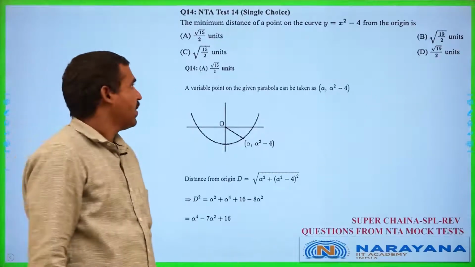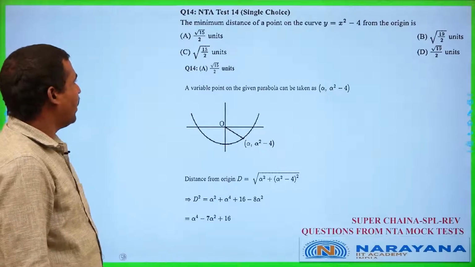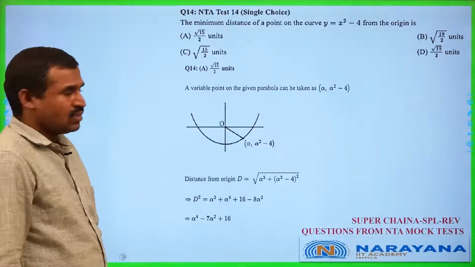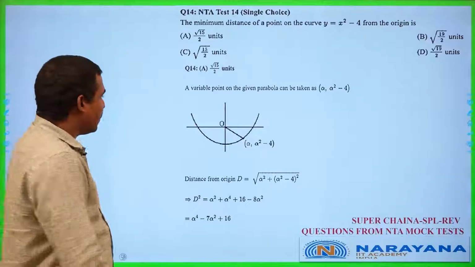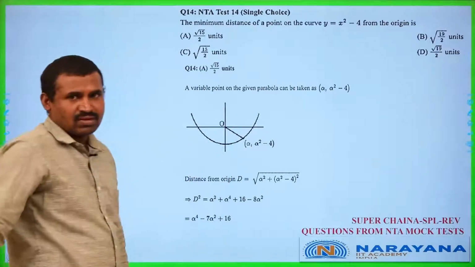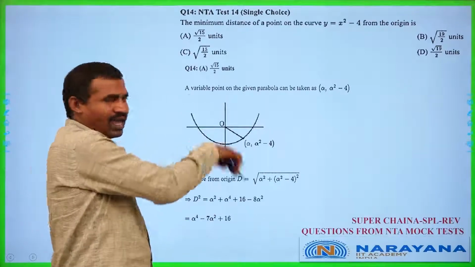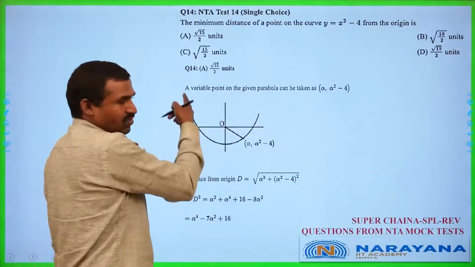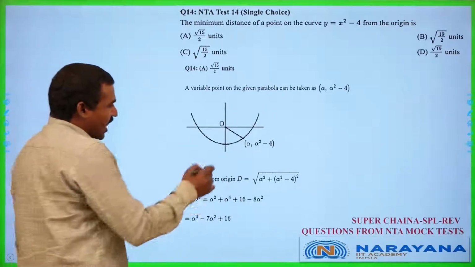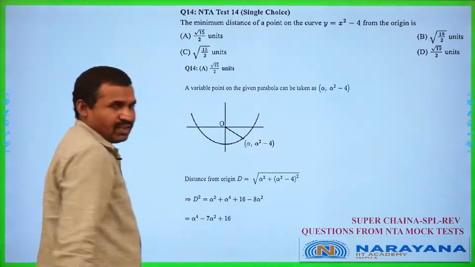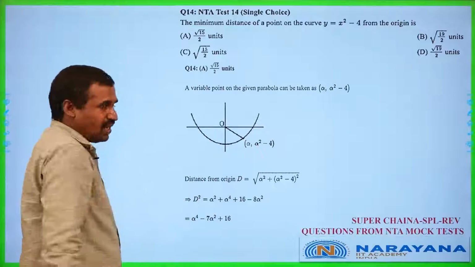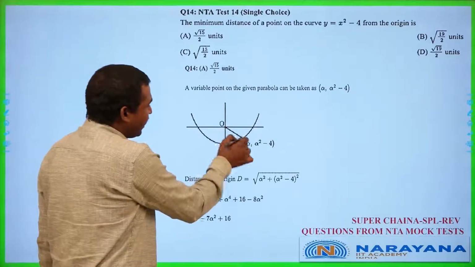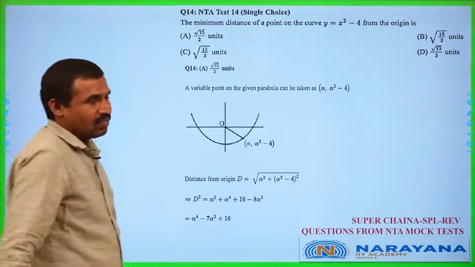So, the next question: the minimum distance of a point on the curve y is equal to x square minus 4 from the origin is. So, that means we have to find the minimum distance from the origin to this curve. We know that minimum distance is always possible along the common normal, but here one is a point and the other is a curve, meaning if the normal at A is passing through the origin, then the distance between O and A can be minimum. That is not always true, but it can be minimum.